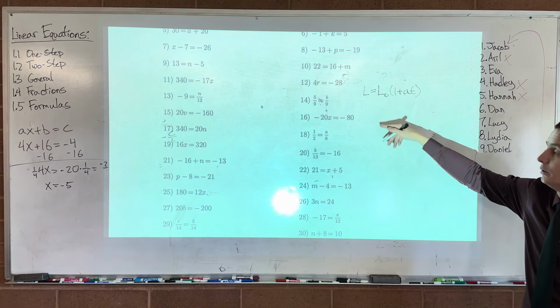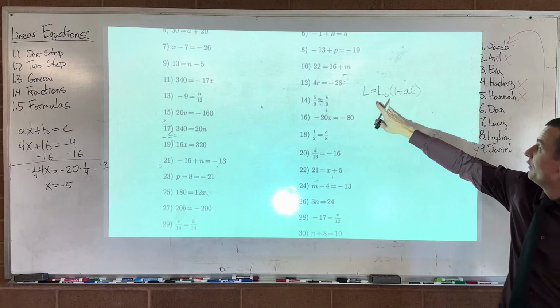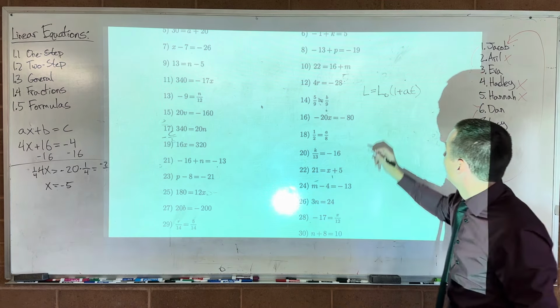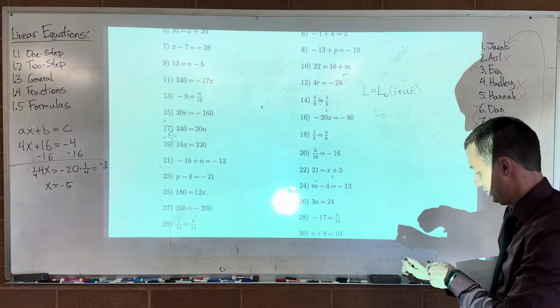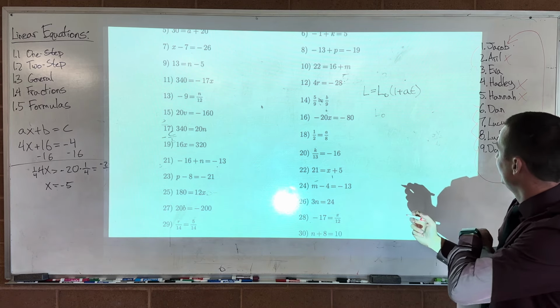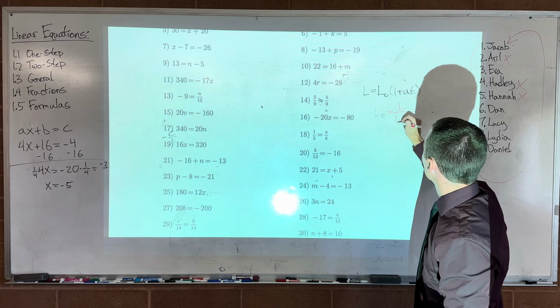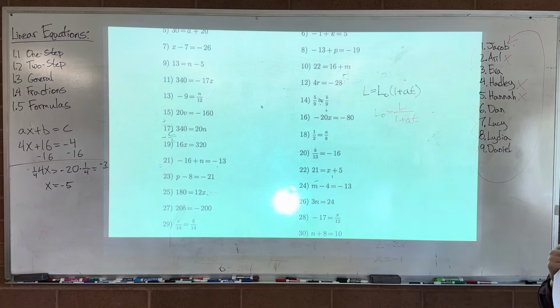So what are we going to do? We're going to divide by 1 plus AT. Perfect. We have L naught times something equals L. Just divide both sides by that something. So we get L naught is equal to L over 1 plus AT. That's it.